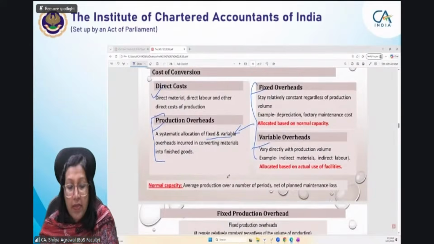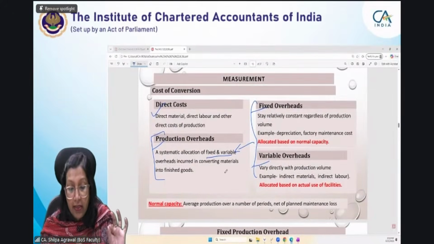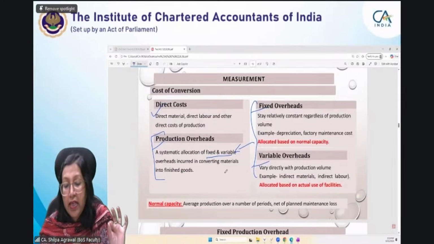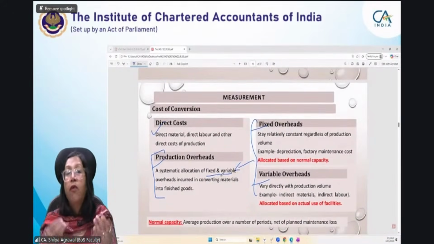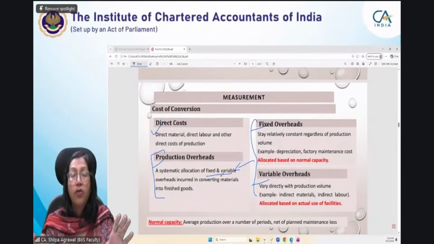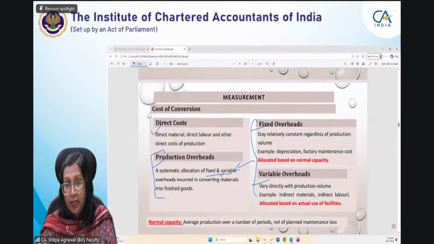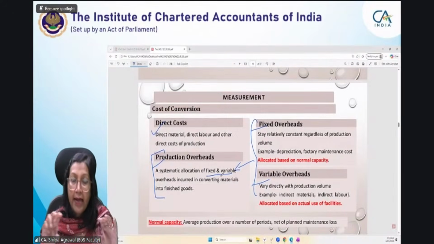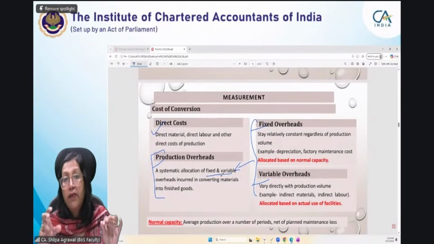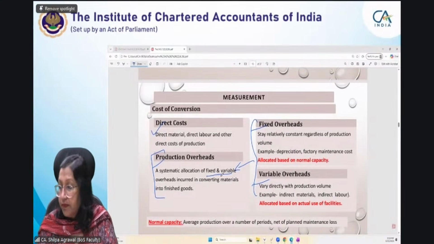Okay, normal capacity. First, one term which we have to understand is normal capacity. Average production over a number of periods, net of plant maintenance loss, is your normal capacity. Normal capacity means, in all good scenarios, what will be the normal quantity which will be manufactured. Maybe you produce more than that, maybe you produce less than that, but it is a standard production unit which an entity has identified as the capacity for that particular manufacturing outlet. Okay.